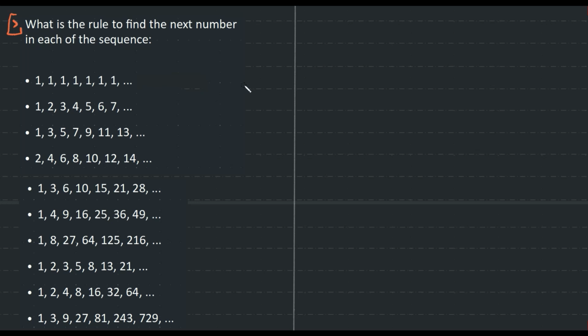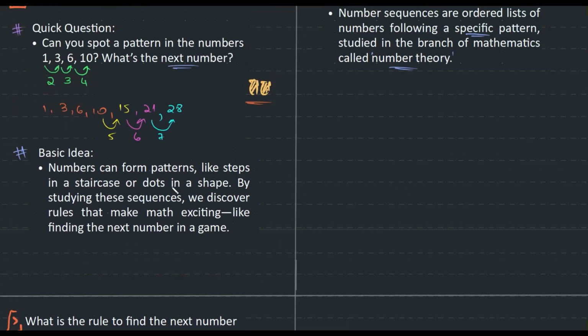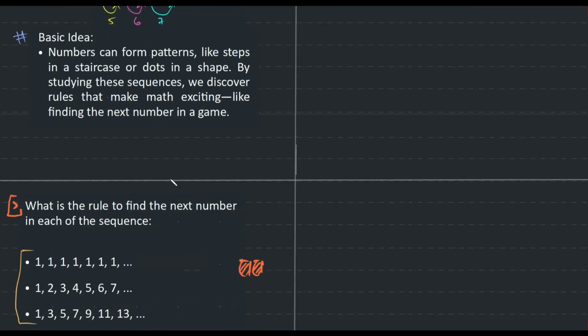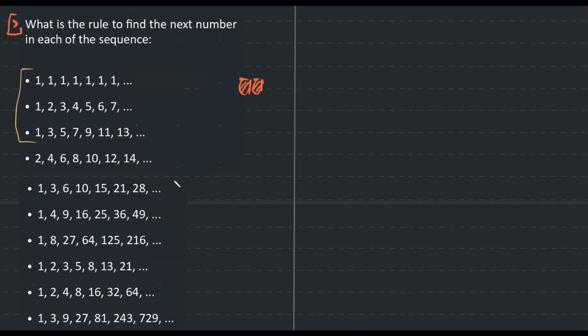Okay, it's time for you guys to pause again. Take a pause and see the first three sets and check what rules they follow. So we have seen that a number sequence is an ordered list of numbers following a specific pattern. What is this pattern or rule is what we are trying to see. So pause, look at the first three sets, and check what might be the rule.